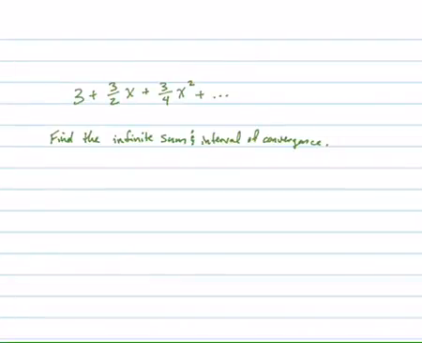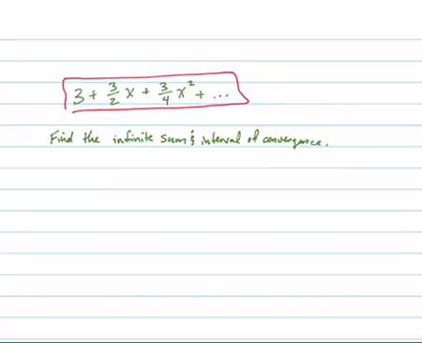Let's find the infinite sum and the interval of convergence for this geometric series. First of all, it's a geometric series, so the infinite sum is just going to be a sub 1 over 1 minus r. That's going to be the sum, the infinite sum of that series. So we have to first find r. We know what a sub 1 is. A sub 1 is just 3.